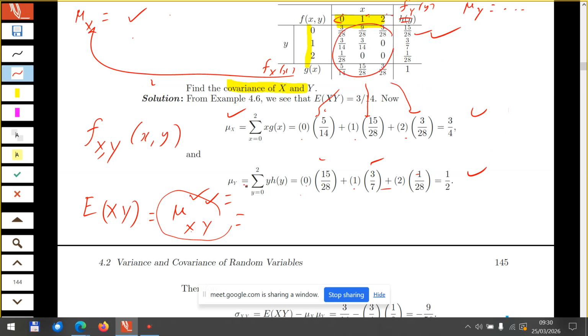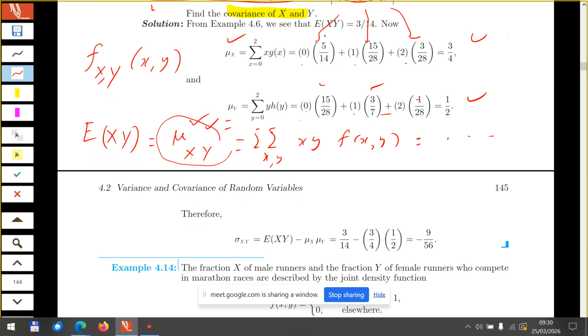This one. So it will simply be 0 times 0. You know the formula will be like this: x times y, f of x comma y, over all values of x comma y, double sum. So 0 times 0 times 3/28, 0 times 1 times 9/28, 2 times 2 times. You see, you know how to compute that, right?